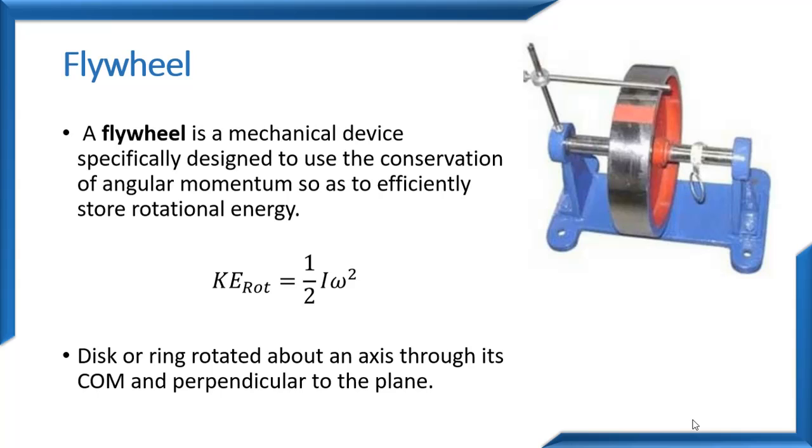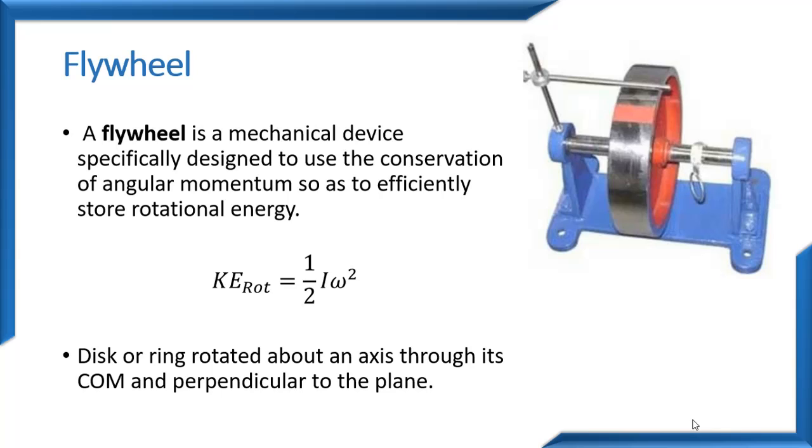So, what is a flywheel? A flywheel is a mechanical device specifically designed to use the conservation of angular momentum so as to efficiently store the rotational kinetic energy. We know that when a body is rotated, it will have an angular momentum. Angular momentum is a rotational analog of linear momentum. We have learned about angular momentum in our previous video. Angular momentum is a conserved quantity, just like total energy or linear momentum.